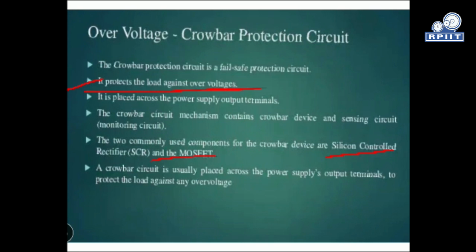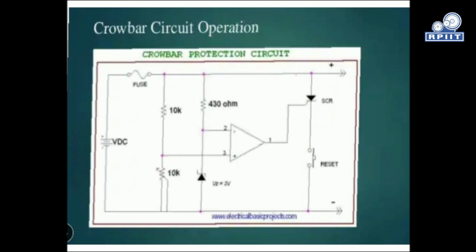A crowbar circuit is usually placed across the power supply output terminal to protect the load against over voltages. The crowbar circuit, in combination with the thyristor, is always connected across the load, so it will protect our load against over voltages. So this is the main circuit of our crowbar circuit.